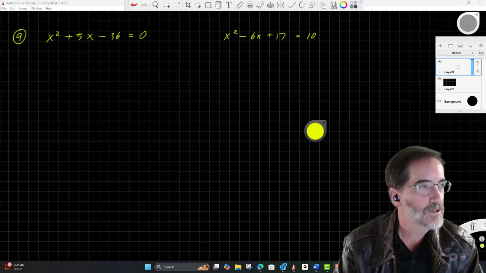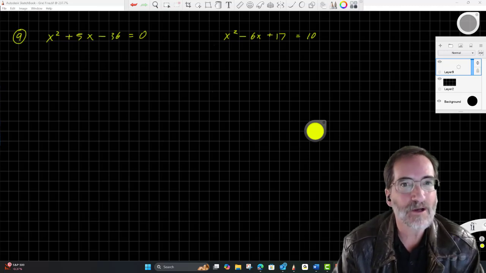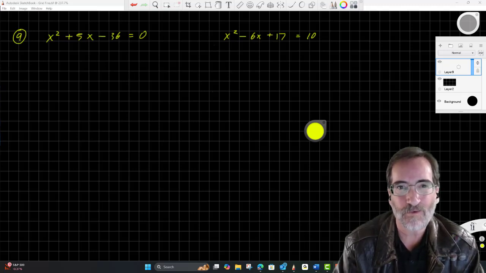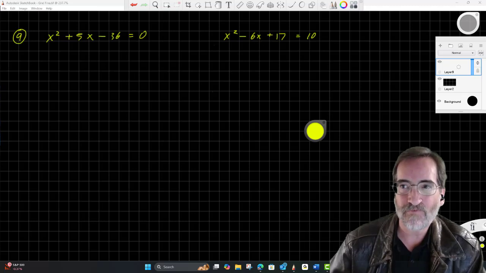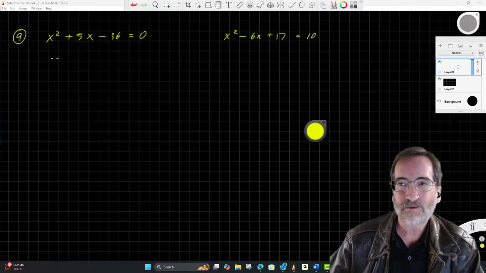All right, question number 9. Question number 9 showed two solutions to two quadratic equations and asked you to determine which one was correct and which one was incorrect. The first one was like the first question I've asked here, x squared plus 5x minus 36 equals 0. In this case, we can do this a couple of ways. We can do it by grouping, or we can do it by evaluation. I'm going to do it by grouping just to remind us how to do that.